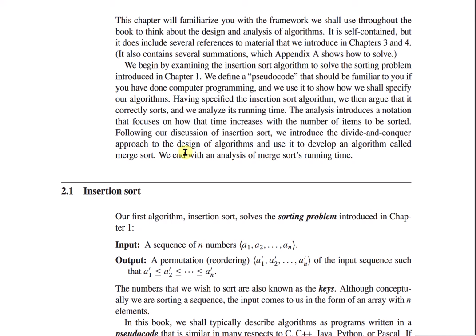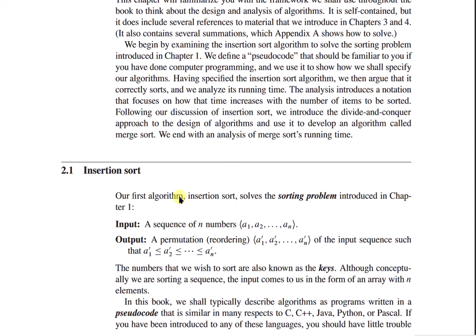Following our discussion of insertion sort, we introduce the divide and conquer approach to the design of algorithms and use it to develop an algorithm called merge sort. We end with an analysis of merge sort's running time. Okay, whatever we studied in the last chapter about insertion sort and merge sort, those were just names. Here we are actually reading about it.